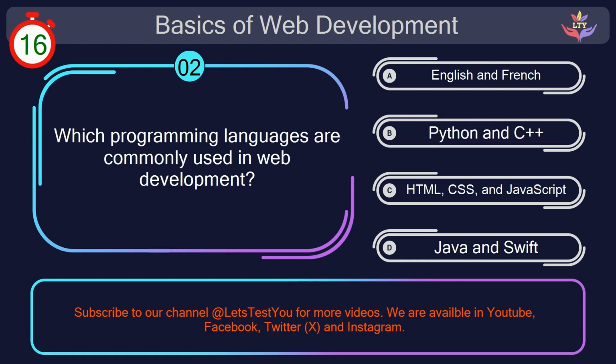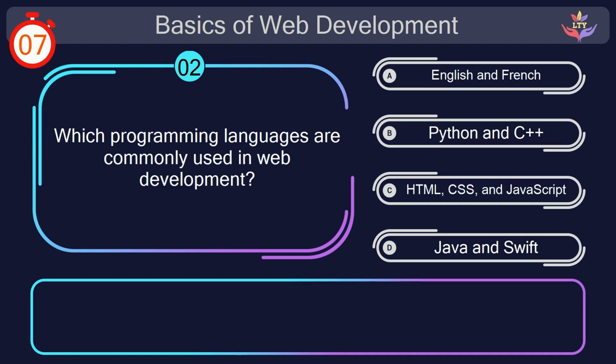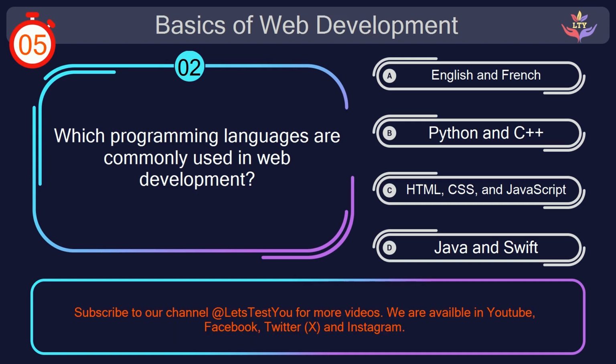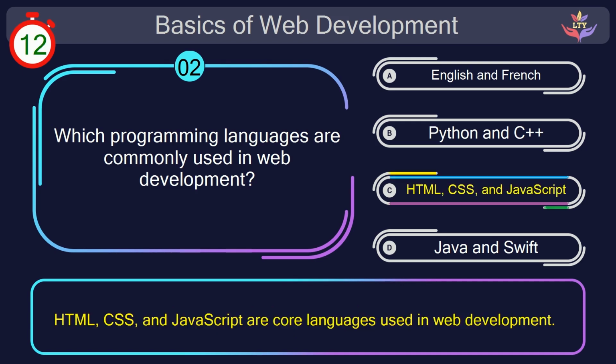Question number 2. Which programming languages are commonly used in web development? Your countdown started. 10, 9, 8, 7, 6, 5, 4, 3, 2, 1, here we go. The correct answer is option C. HTML, CSS, and JavaScript. HTML, CSS, and JavaScript are core languages used in web development.